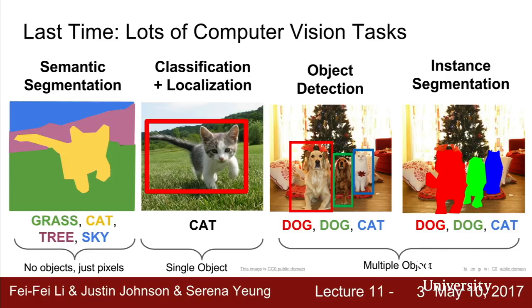Then finally, we talked pretty briefly about instance segmentation, which is kind of combining aspects of both semantic segmentation and object detection, where the goal is to detect all the instances of the categories we care about, as well as label the pixels belonging to each instance. So in this case, we detected 2 dogs and 1 cat, and for each of those instances, we wanted to label all the pixels.